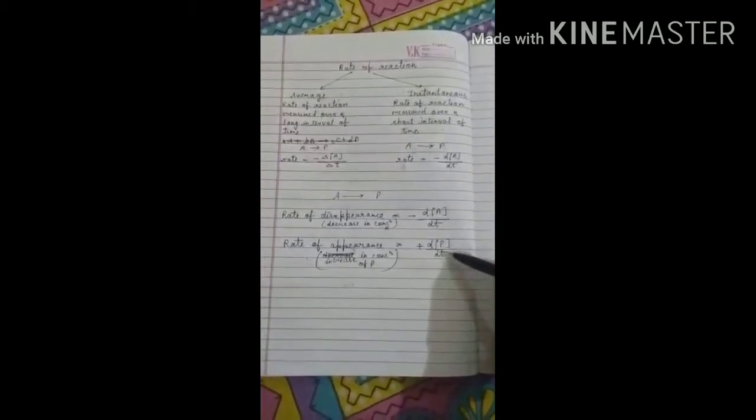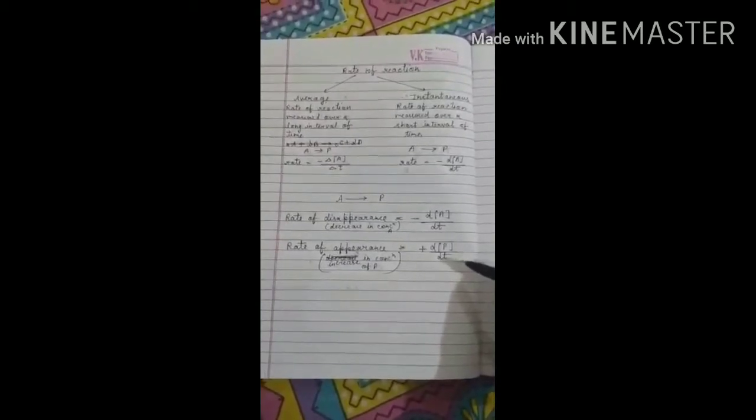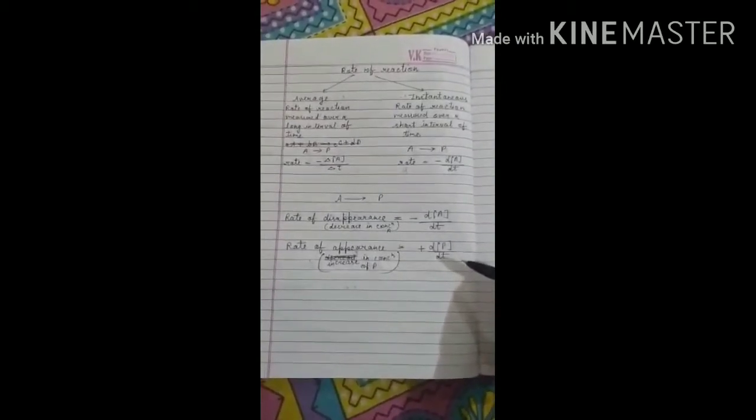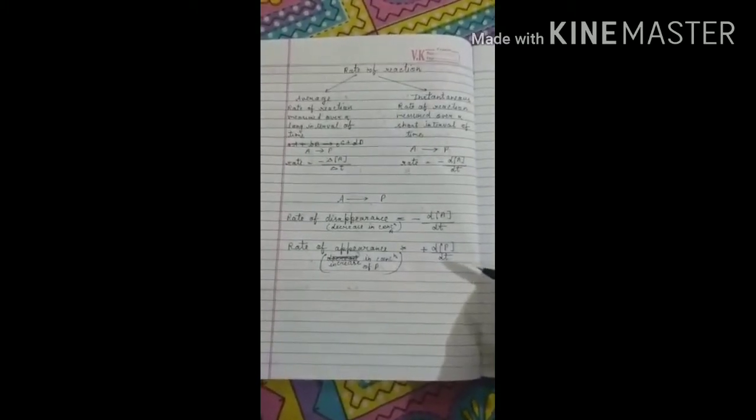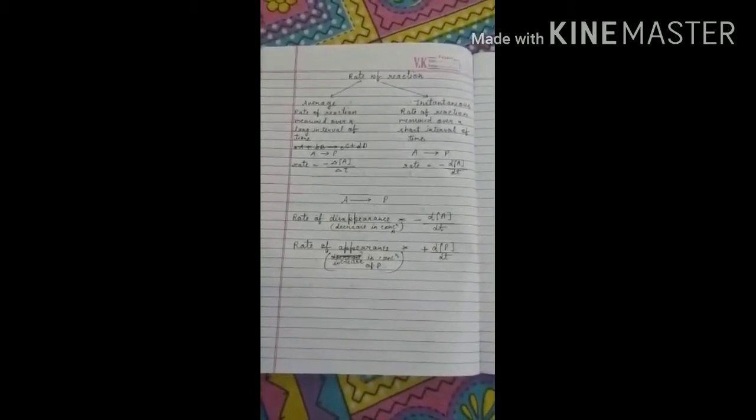Okay, so that's all for today. That was a general introduction of the chapter chemical kinetics, and in our next topic we will study in detail how to find out the rate of reaction or the chemical changes that occur in a chemical reaction.